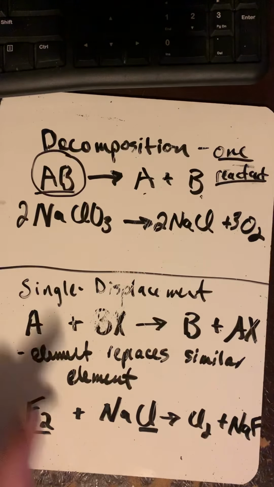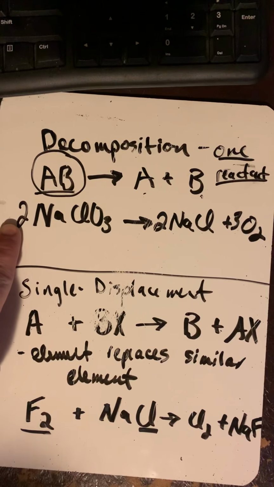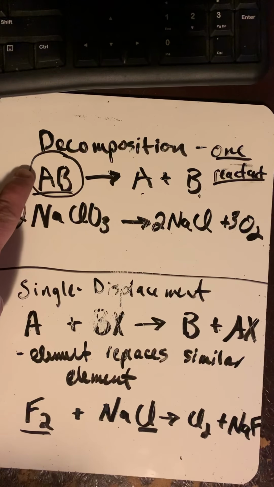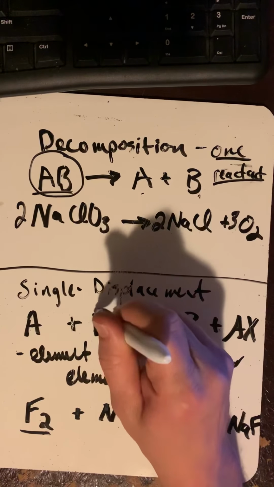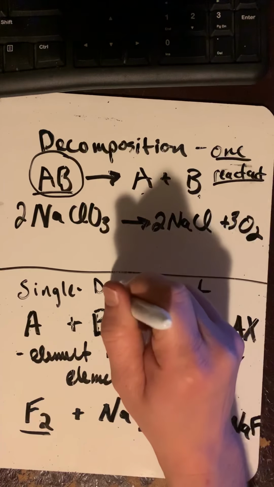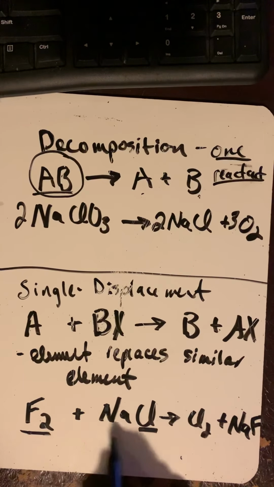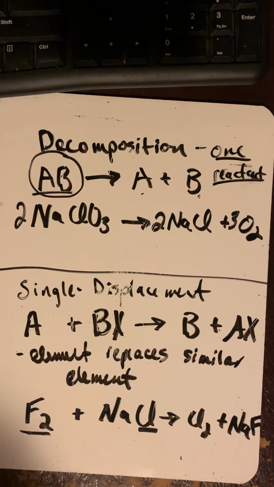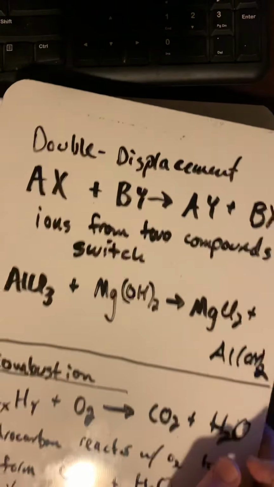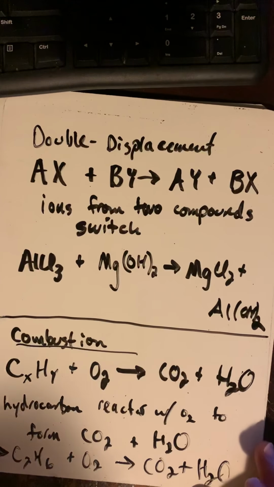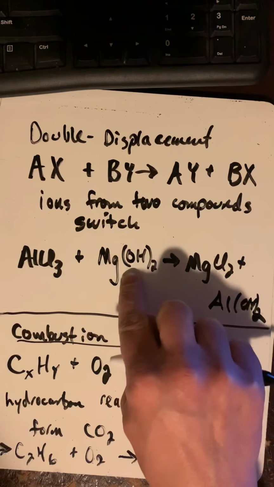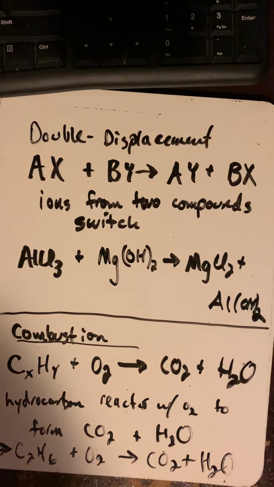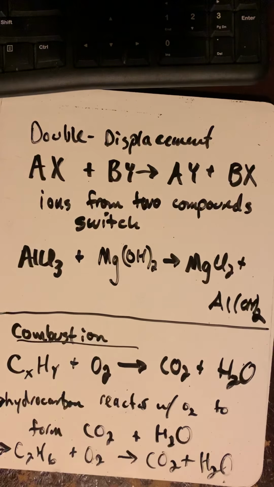This one, there's one reactant, so it has to be decomposition. This one, you have an element and a compound, and then on the other side, a different element and a different compound. Single displacement. Double displacement, you have ions exchanging with each other. So ionic compound, different ionic compound, different ionic compound. And combustion is where you have a hydrocarbon reacts with oxygen to form carbon dioxide and water.